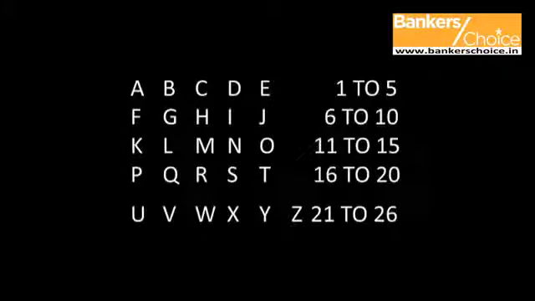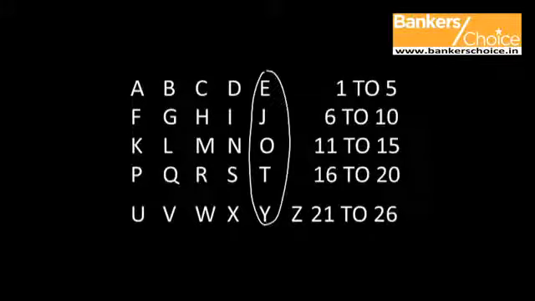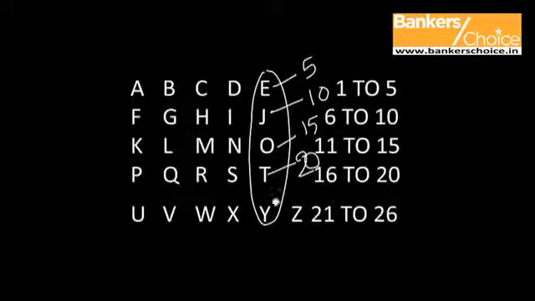To make it simpler, we made a table for this, assigning the position of the letters. If you want to remember it easily, what you need to do is remember E, J, O, T, Y. The positions of each of them are E is 5, J is 10, O 15, T 20, Y 25. Once you remember this, position of any alphabet can be remembered easily.